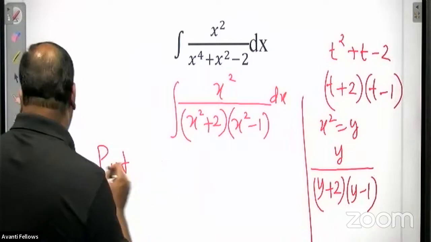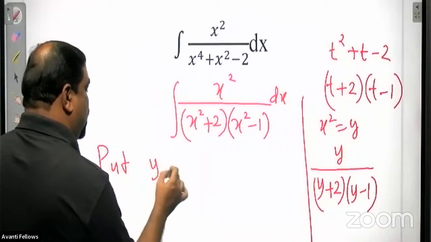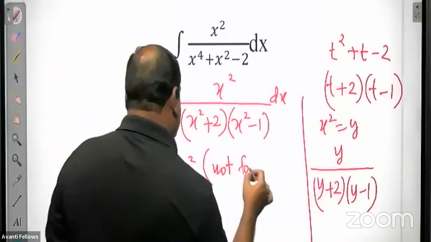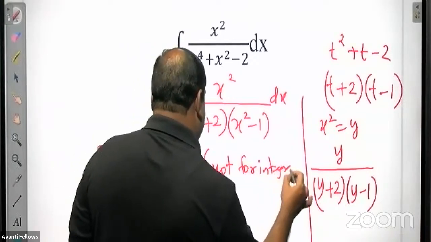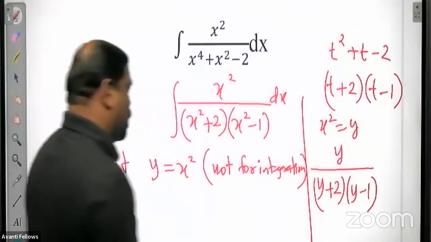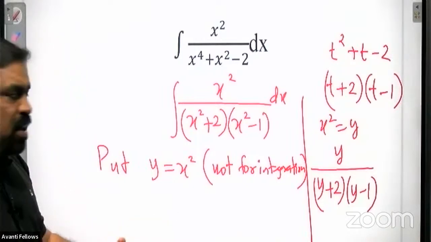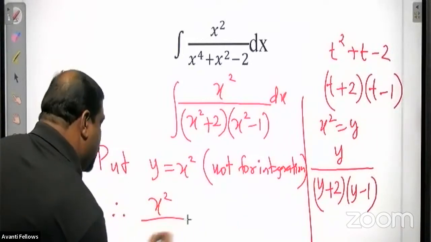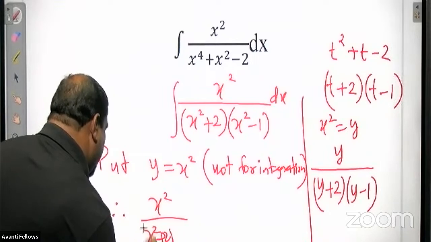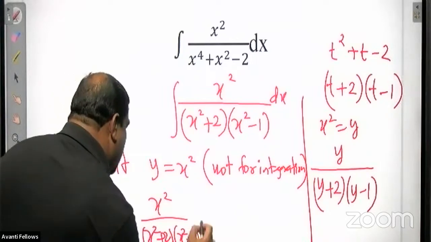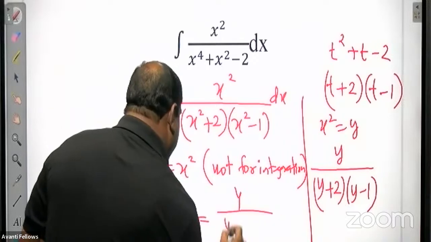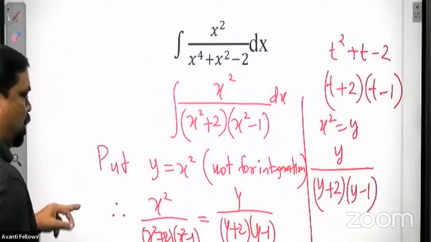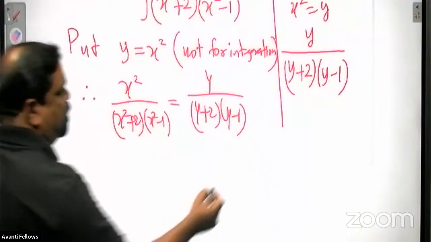So take y is equal to x square. In bracket, I am writing not for integration. Don't differentiate and write dy is 2x dx like that. So the given expression reduces to x square divided by (x square plus 2) into (x square minus 1), equal to y divided by (y plus 2) into (y minus 1). And we have to express it in the form of a partial fraction.